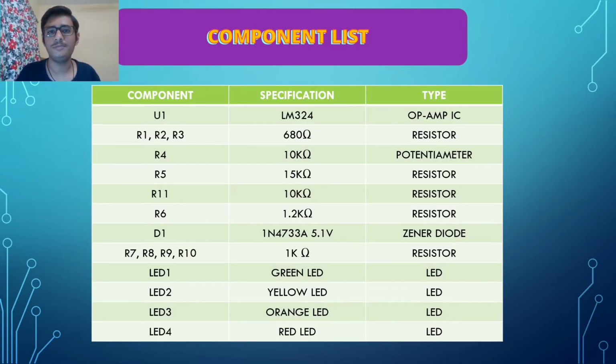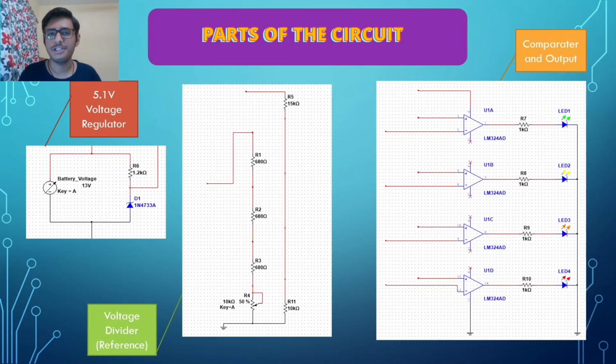This is the list of components that we are going to use to make our circuit. As I mentioned earlier, if we look at the whole circuit together, then it might seem very difficult and hard to understand. But if we divide the circuit into three segments, its working becomes really easy to understand. Our circuit is mainly divided into three parts.